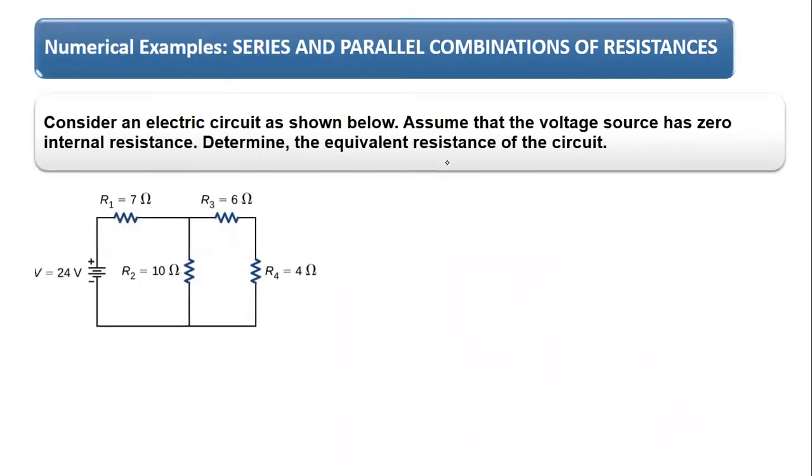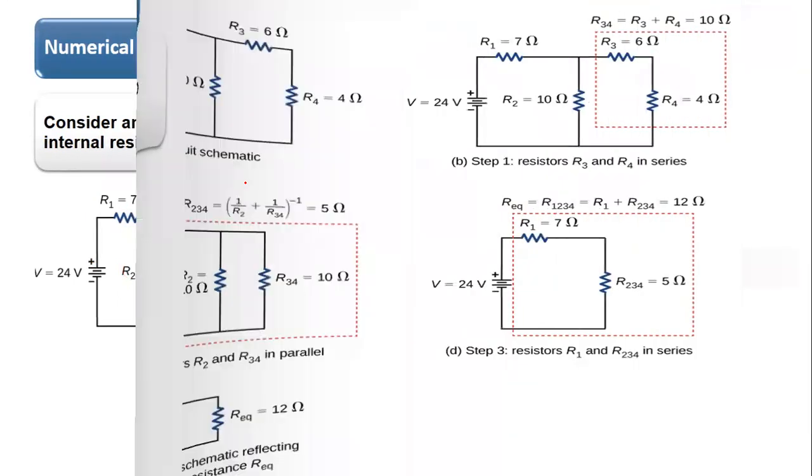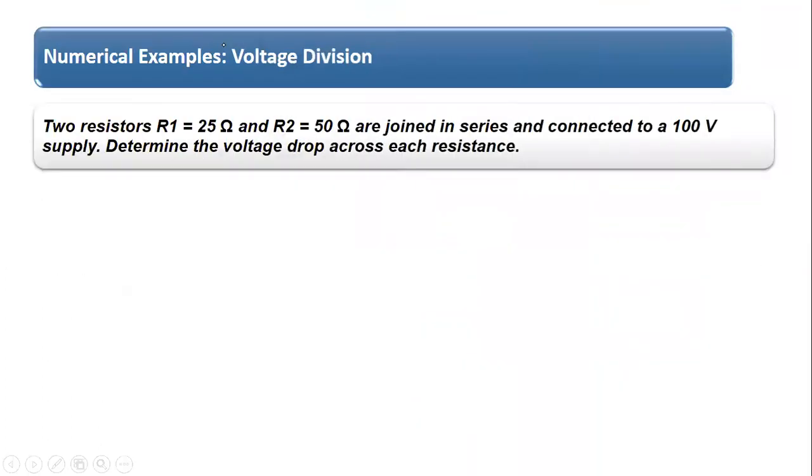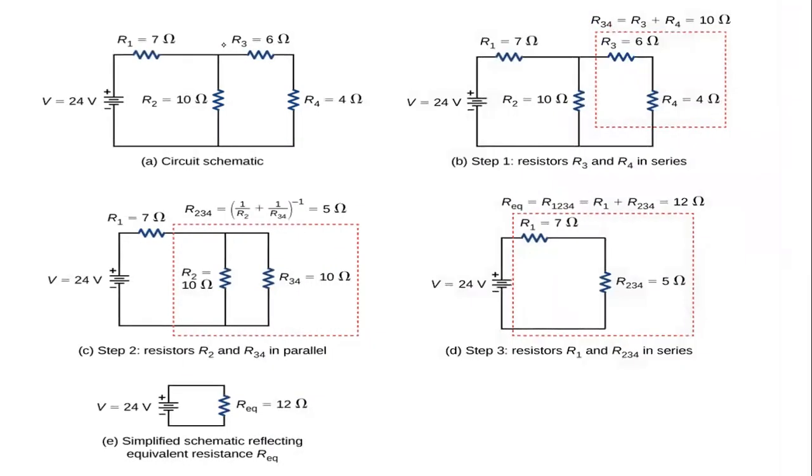Now, let us see this particular circuit. In this circuit, we have a complex combination of all the resistances. They are neither purely in series nor in parallel, meaning there is a combination of series and parallel. All right. So how to solve such a network? In such a network, you can find out the series resistances first of all, like it is solved here.